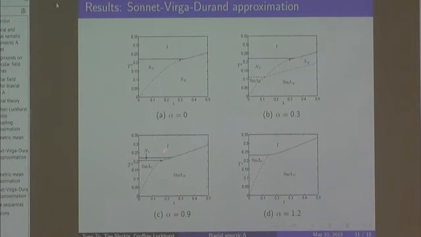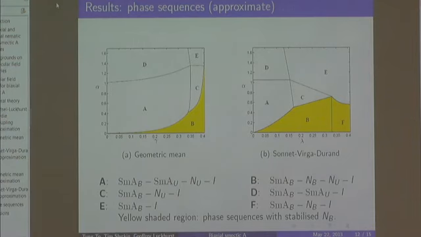This is for the Sonnet-Vieillard-Baron-Durand model, and you see the same features here, and the NB phase disappears even earlier, even for smaller alpha. So I tried to get the approximate phase sequences for the two models, and the yellow shaded region means the region where the biaxial nematic phase can be stabilized. You can see it is stabilized in a very small region of the parameter set.